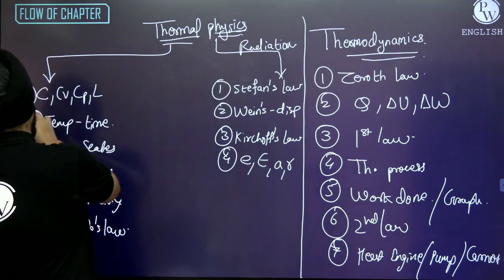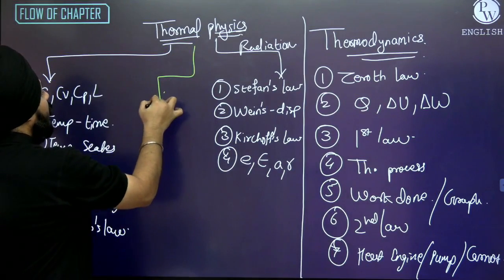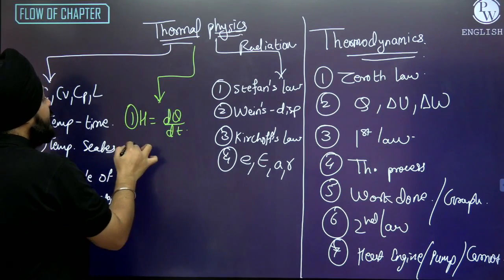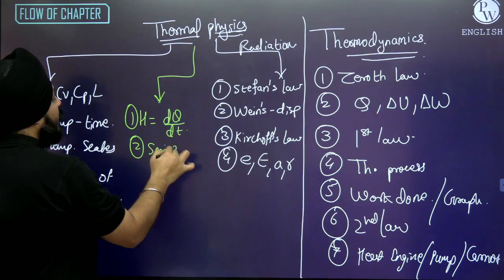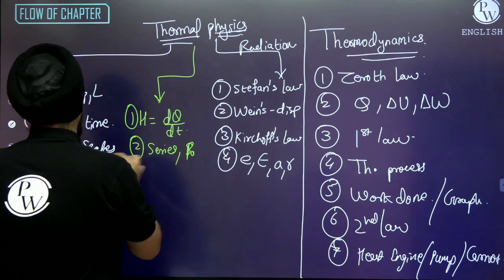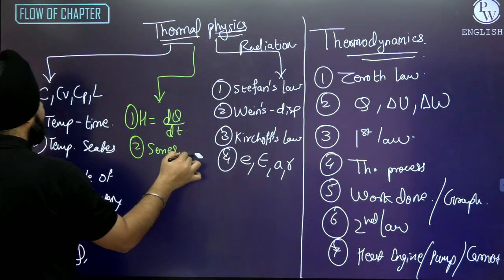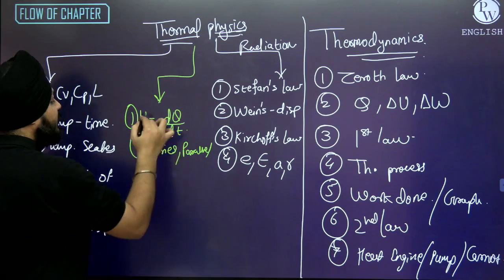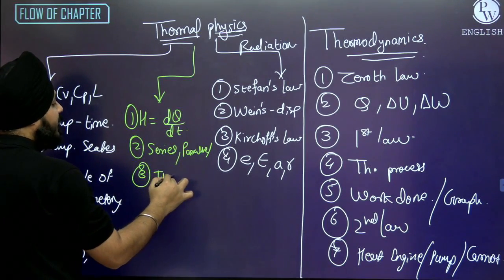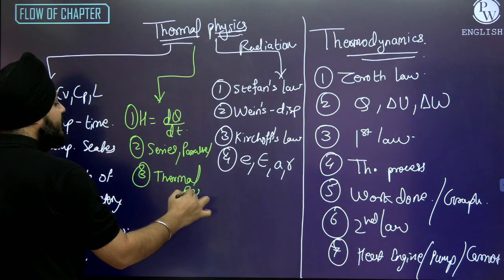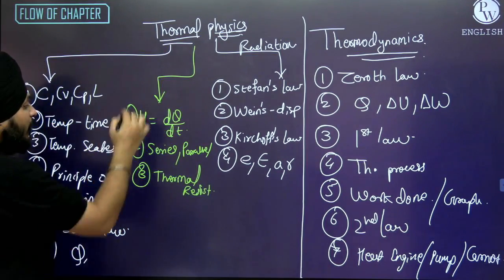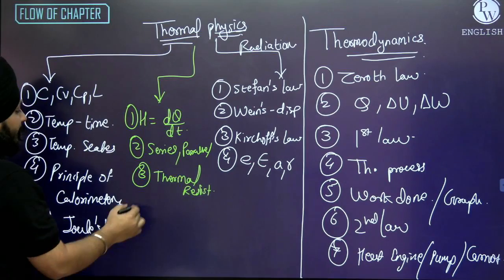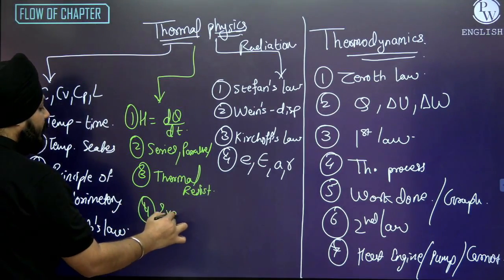And apart from that, one remaining part, the rate of heat flow dQ by dt. We used to deal with this, and second, series and parallel combination for this rate of heat flow, and the concept of thermal resistance, series and parallel of the thermal resistance, and obviously the expansion of solids, it remained.